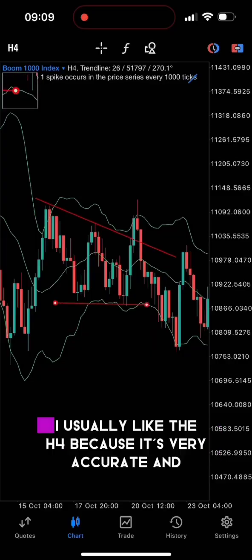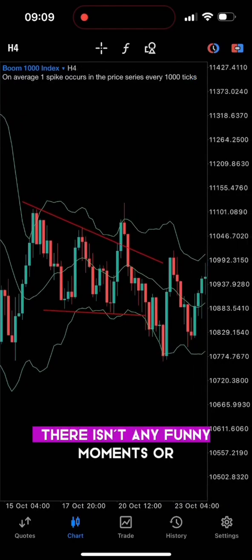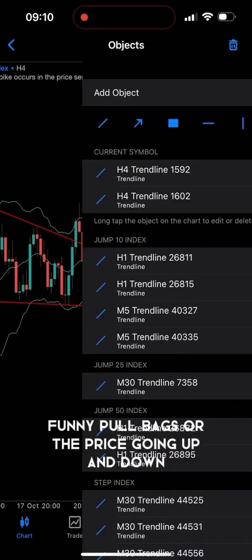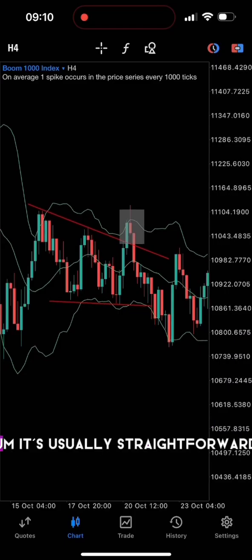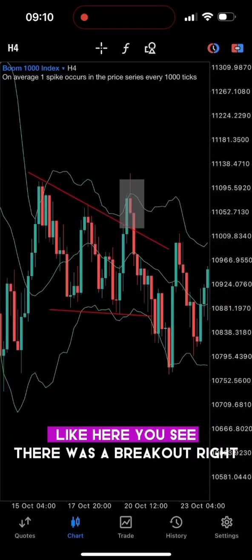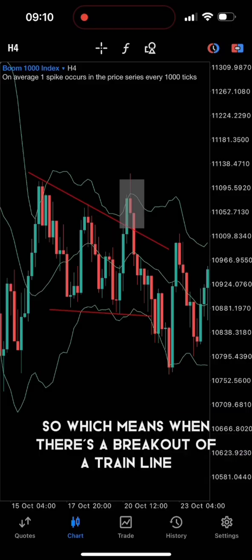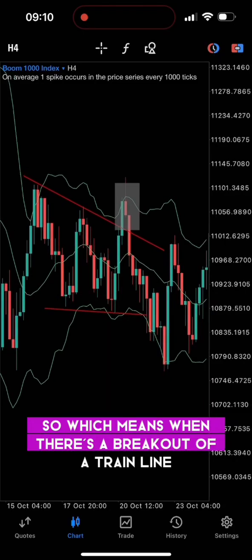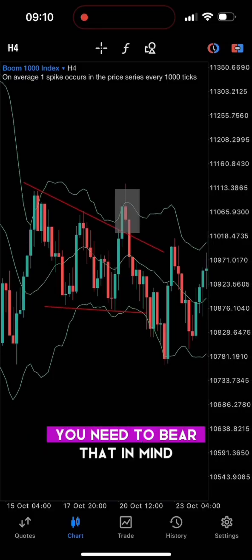This is the H4. I usually like the H4 because it's very accurate and there isn't any funny moments or funny pullbacks or the price going up and down. It's usually straightforward. Like here, you see there was a breakout, right? And the next candle touched the Bollinger Band, which means when there's a breakout of a trend line, there's going to be a retest. So when you're trading, you need to bear that in mind.